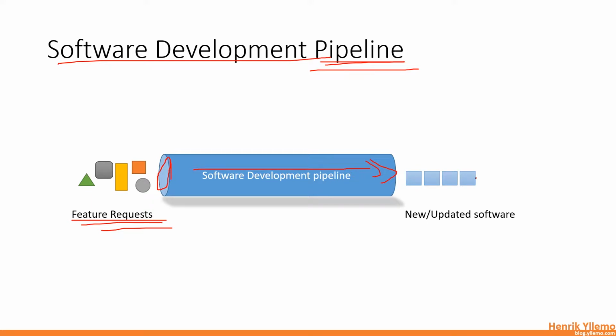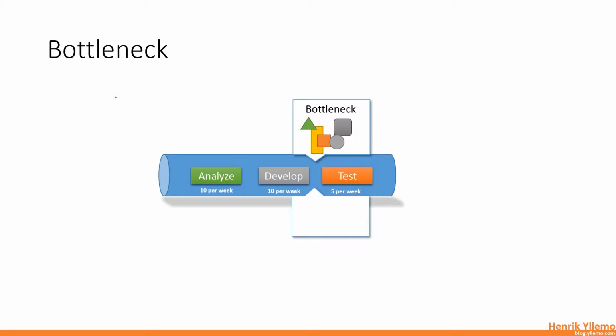A typical scenario we might have is this, when we have three different states within the software development pipeline. We have this analysis state, and we have this development state, and we have the testing state. So imagine this scenario where we have the possibility of doing 10 analysis steps per week and 10 development scenarios per week, but only 5 per week in the testing state. That means that we have a bottleneck here.